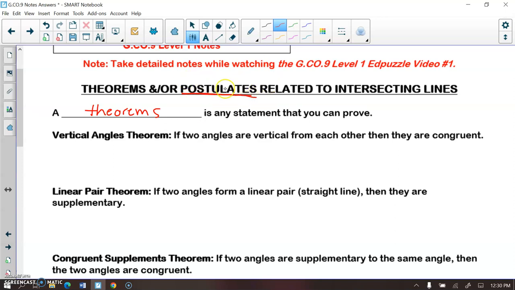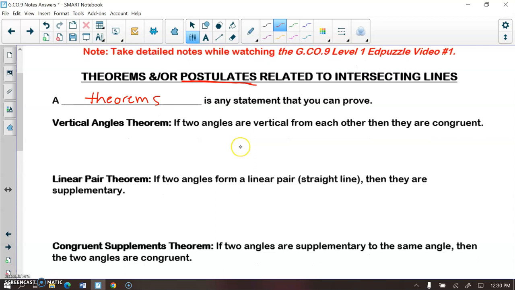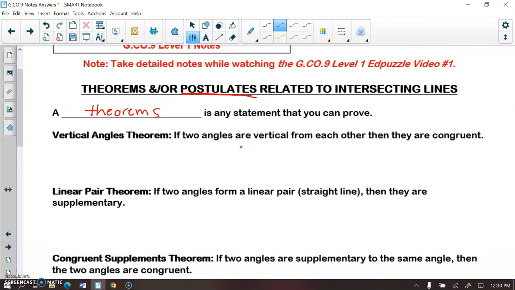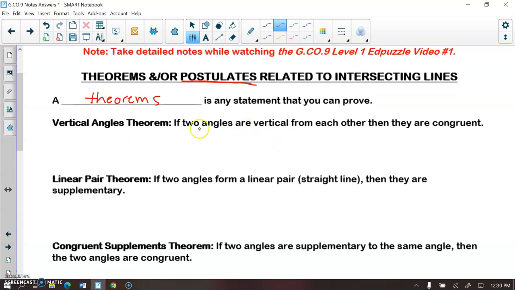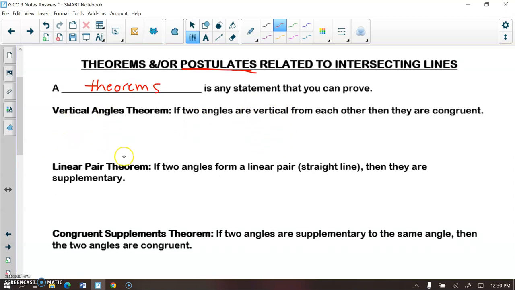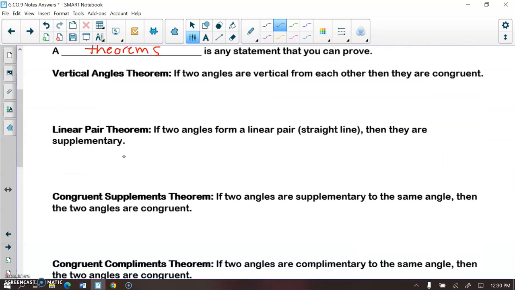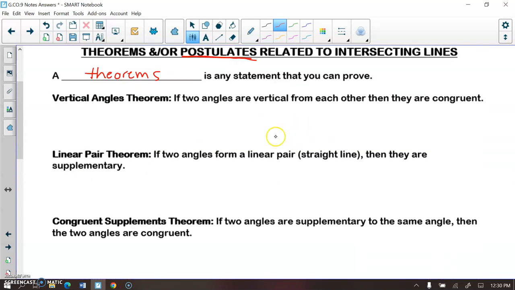Postulates are just known facts, whereas theorems are some things that mathematicians recognized, but they were not exactly accepted to be true, so they needed to prove them to be true in order for people to say, okay, yeah, I guess that does work. So all of these theorems that we're learning, they needed to be proved true in order for people to widely accept them. And some of them we will actually prove ourselves.